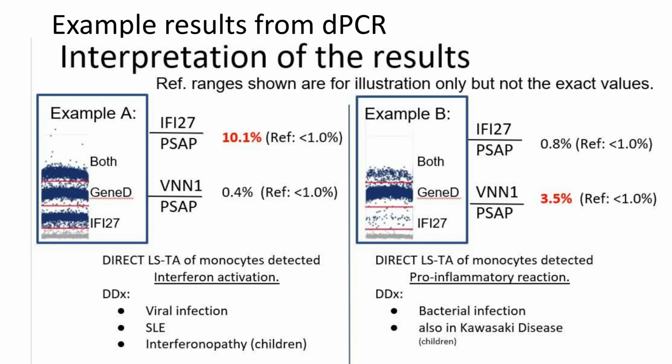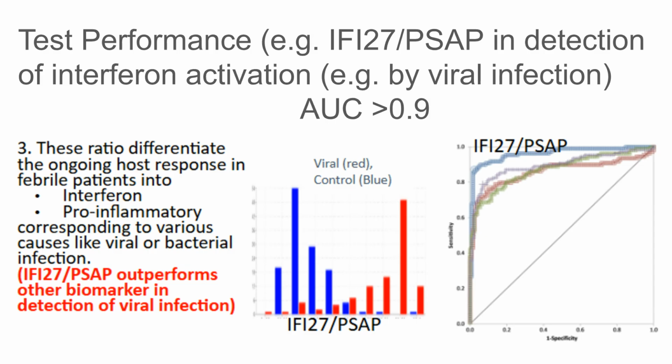In example A, high IFI27 expression indicates interferon activation associated with viral infections, SLE, or interferonopathy. In example B, high VNN1 expression indicates a pro-inflammatory reaction, often seen in bacterial infections or Kawasaki disease. These ratios effectively differentiate the host response in febrile patients between interferon and pro-inflammatory pathways.